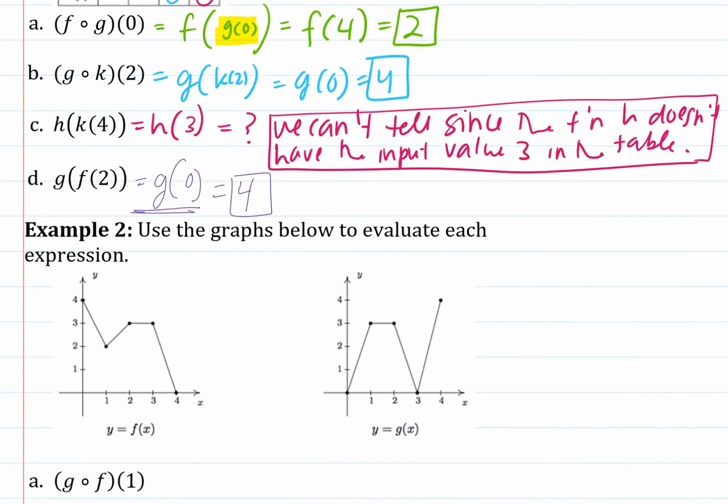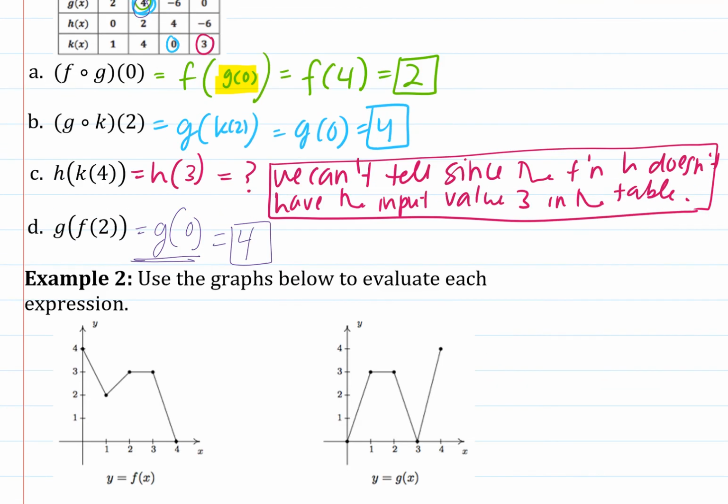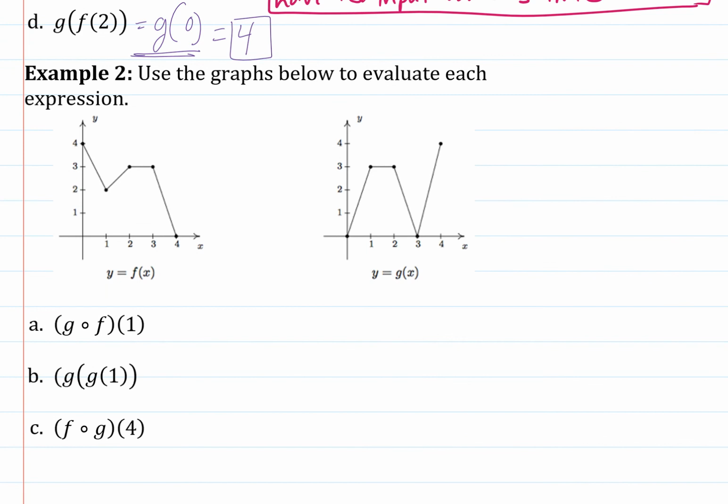Okay. So that's how to use function composition with a table of values. It's very similar, in fact, arguably easier than what you did yesterday. You're simply hunting for the innermost x value in your input and then substituting that output into the input for the outer function. Let's take a look at example 2.